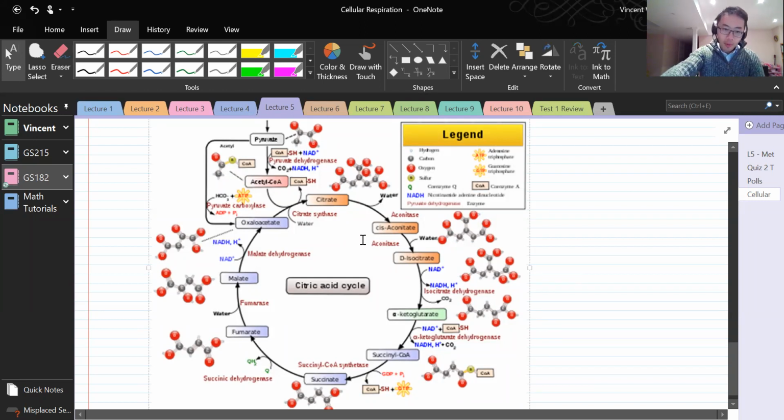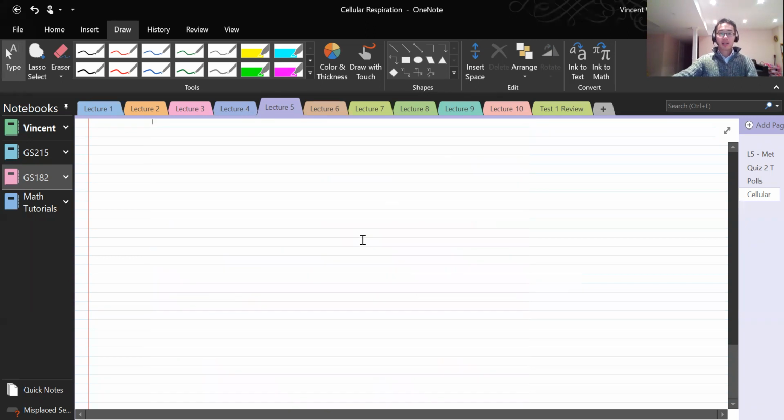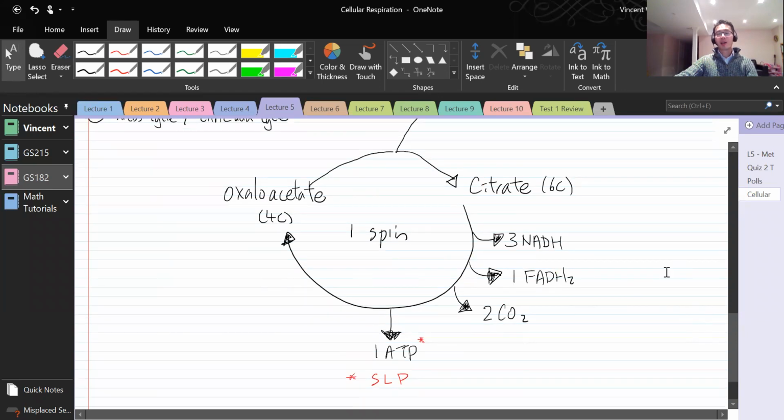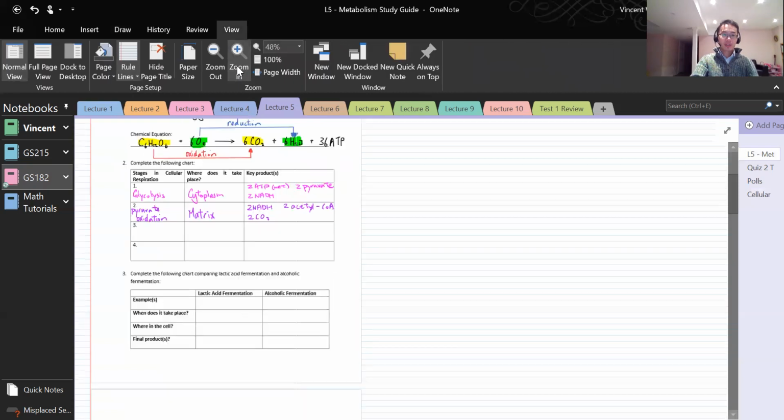I remember in university, the professor made us memorize the whole thing, like how to draw it and stuff like that. It's a complete waste of my memory. I remember nothing from that class. But anyways, all you have to do is remember 3 NADH, 1 FADH2, and 2 carbon dioxide per spin. Okay, per spin. So now go back to this very important chart.